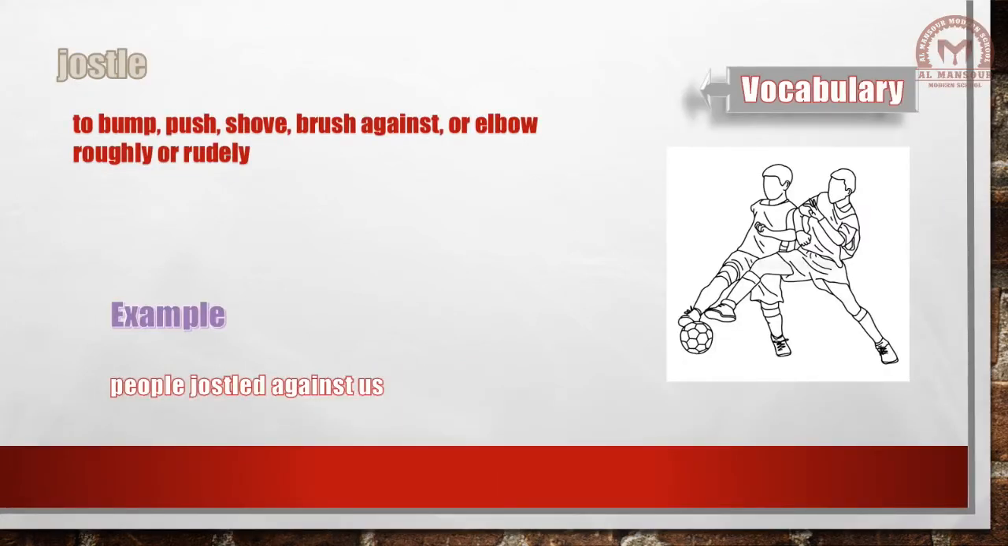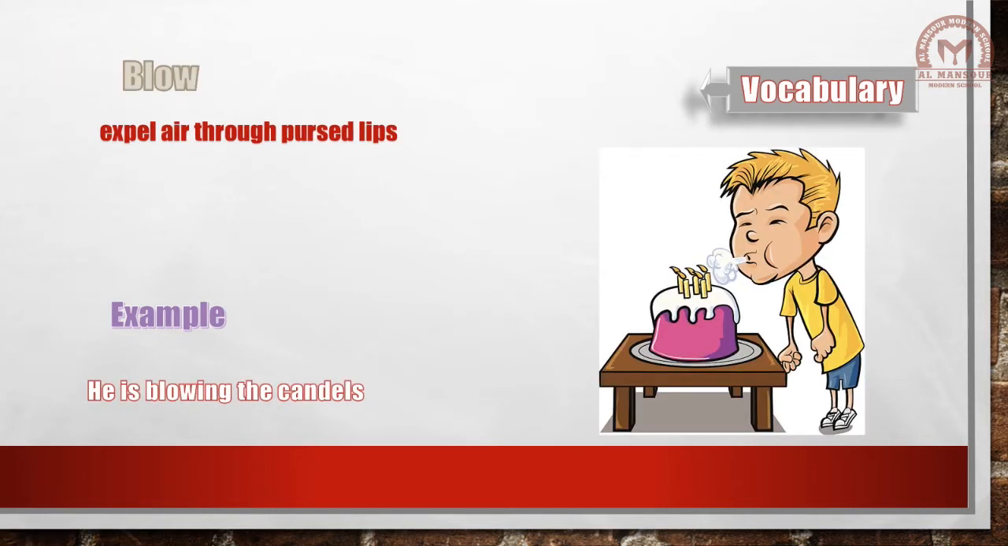The first word we have is jostle, which means bump or push or shove against each other to get to something. You see these two players, they're trying to get the ball and they're pushing and shoving each other to get it. Okay, here's an example. People jostle against us. The second word we have is blow, which is expelling the air through the mouth. Like this boy is trying to blow the candles.